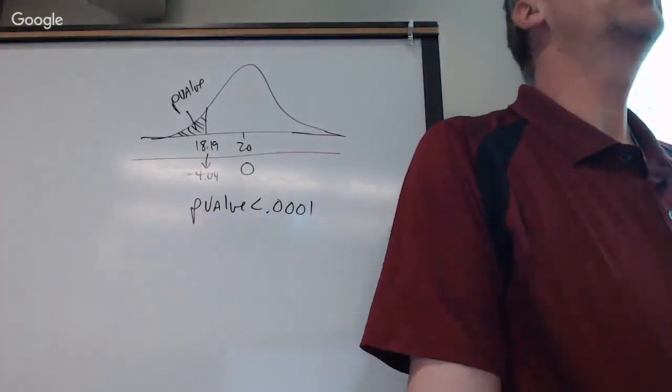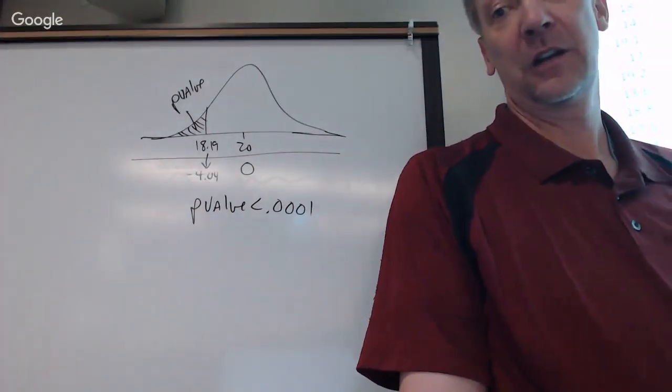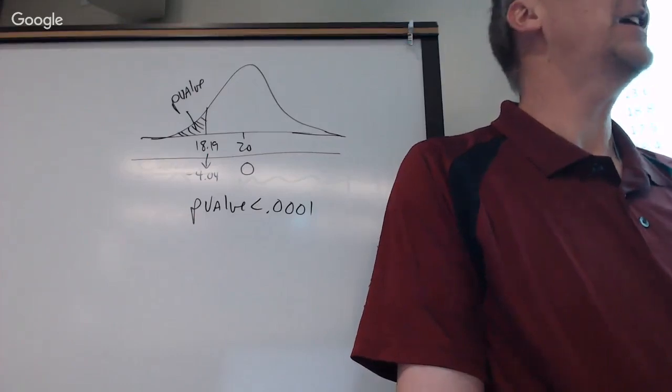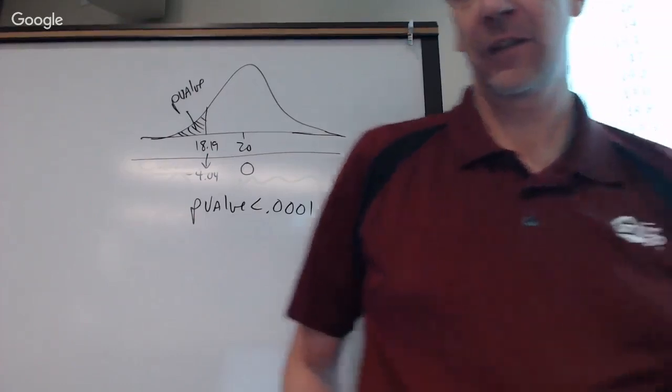Now look at that number. What is that number? That's an E there. What does that mean? It's exponential notation.